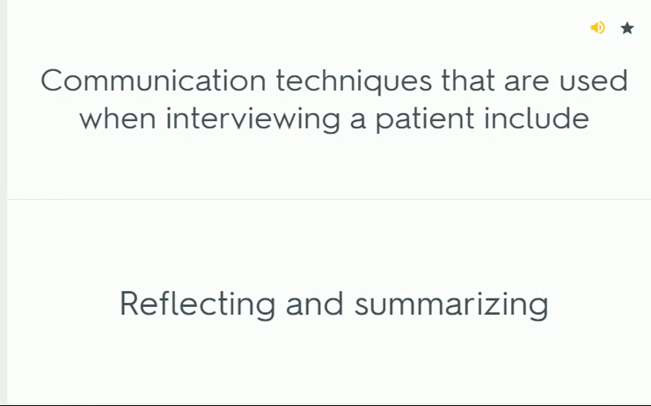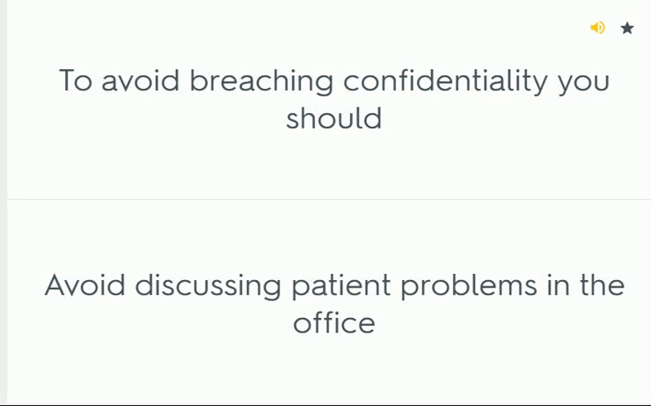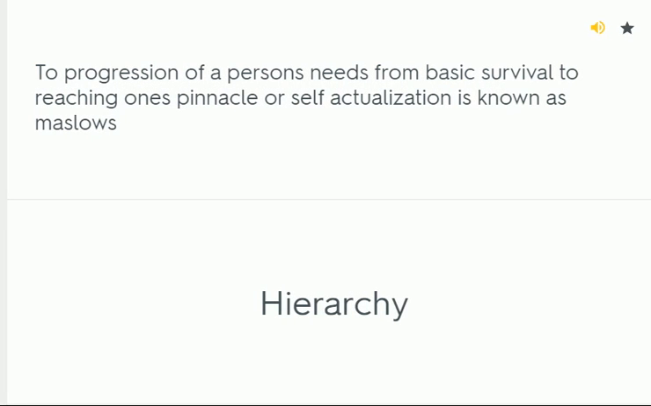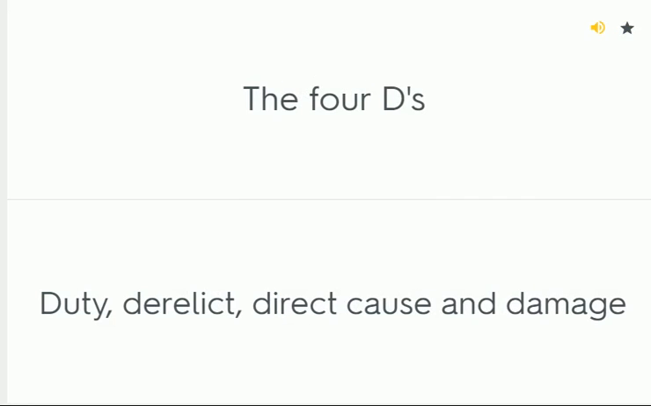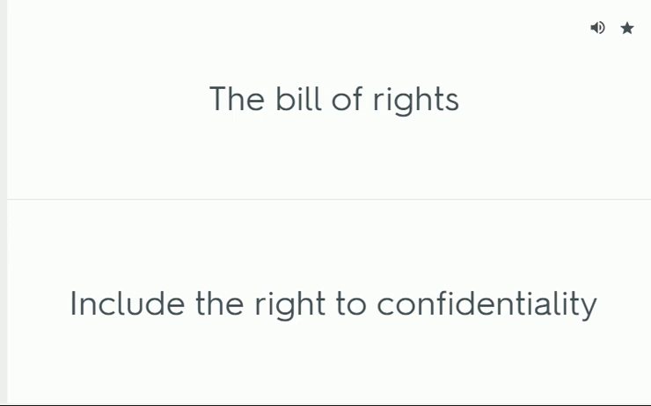Communication techniques that are used when interviewing a patient include reflecting and summarizing. To avoid breaching confidentiality, you should avoid discussing patient problems in the office. The progression of a person's needs from basic survival to reaching one's pinnacle or self-actualization is known as Maslow's hierarchy. The 4 Ds: duty, derelict, direct cause, and damage. The Bill of Rights includes the right to confidentiality.